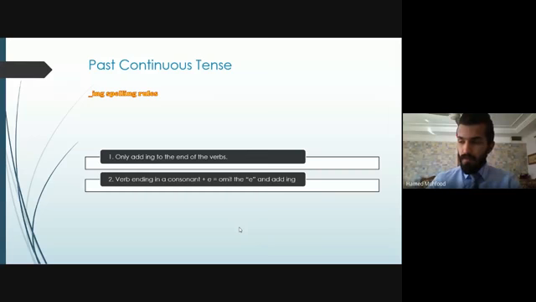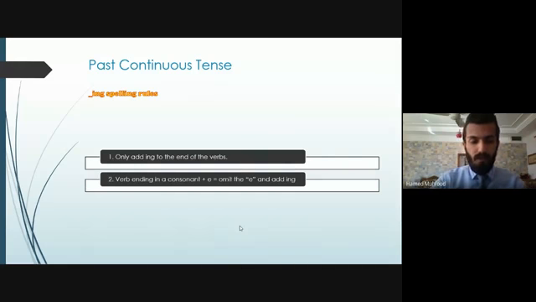Okay. The second rule is that when we have a verb that ends in a consonant plus the letter E, if we have a verb that ends in the letter E, which is preceded by a consonant, in this case we have to omit the E and add ing. What is meant by omit? It means to delete, remove.